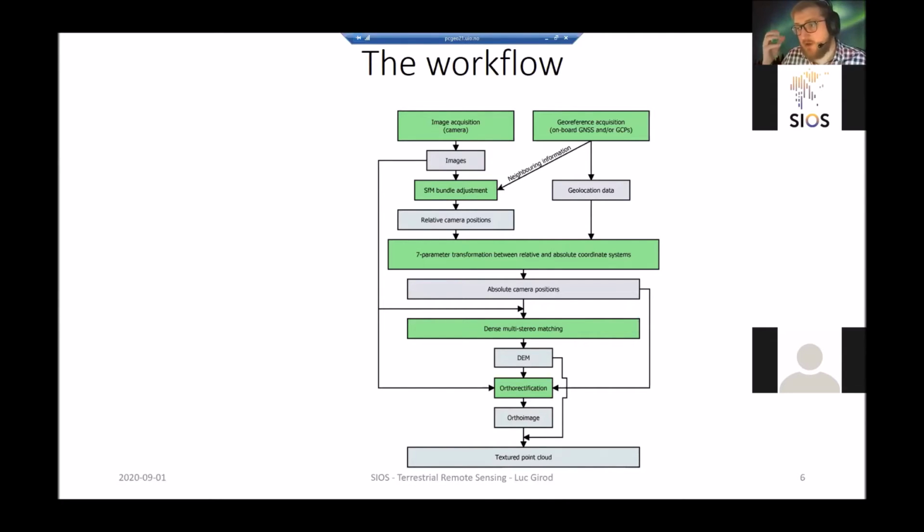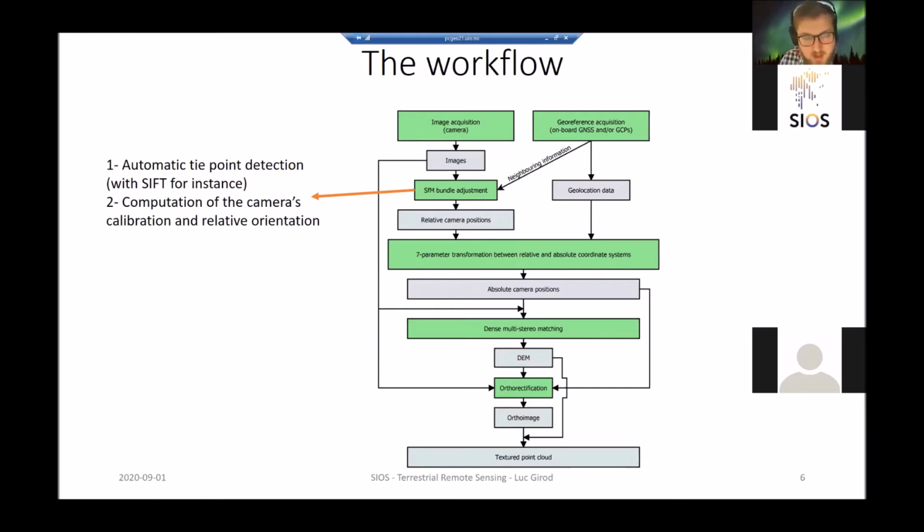We need georeference information. So either you have a direct idea of where the camera is, if you have a GNSS system integrated to your camera, or you have points that you have photographed that you know the position of. If you have a few points, then from that you can reconstruct the position of your cameras and then reconstruct the scene. So the first thing we do is what we call the SFM bundle adjustment. So SFM, structure for motion bundle adjustment.